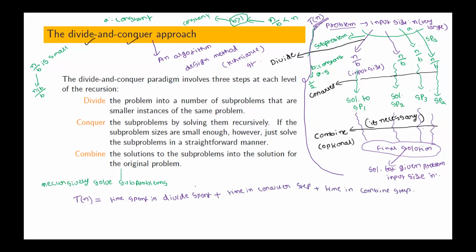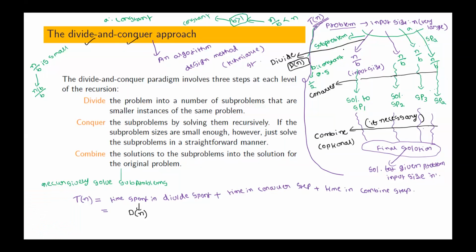Now, what is the time spent in the divide step? That we don't know exactly. Let us denote it as D of n. Problems are not simply divided; we need to do some work, and only then are the problems divided into subproblems. The amount of work we do in the divide step, when n is the input size, we call D of n.